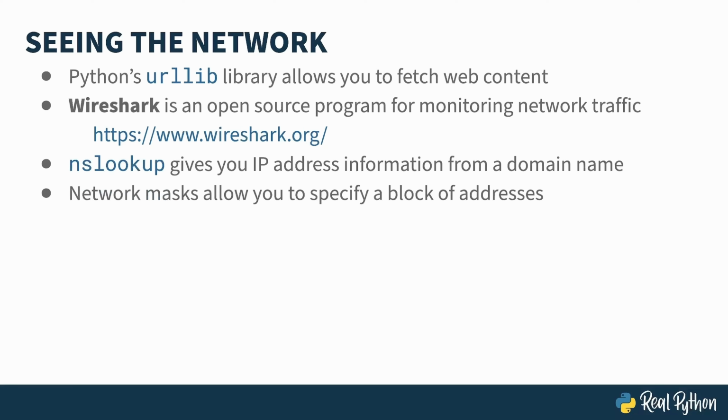To get around this, I'm going to use a network mask. This is a way of specifying a group of addresses. It is typically denoted using an IP address and a slash and then a bit mask. A bit mask of 16 means all of the addresses in the third and fourth blocks.